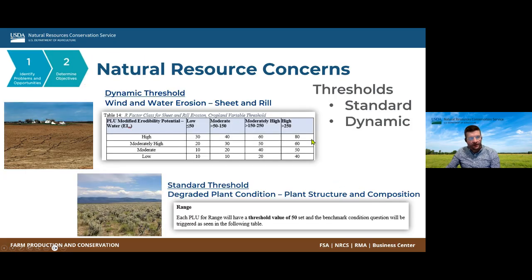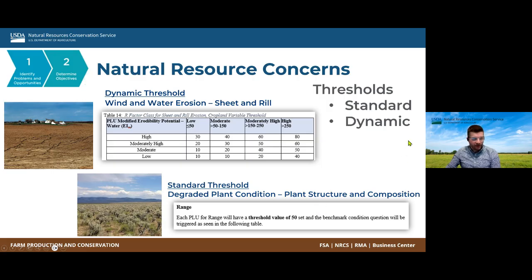Touching briefly on our thresholds, we have 2 types of thresholds. So our standard thresholds are set at a value of 50. There at the bottom of the screen, my example for you all is the standard threshold for degraded plant condition, with plant structure and composition being the resource concern component. All those will have a set value of 50 that does not deviate from that. It's just an evaluation of is there a concern or not.